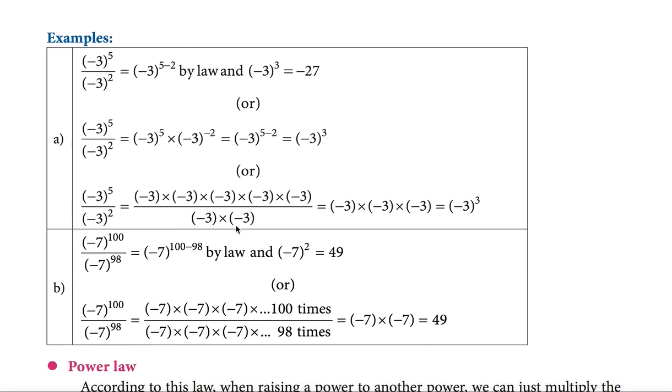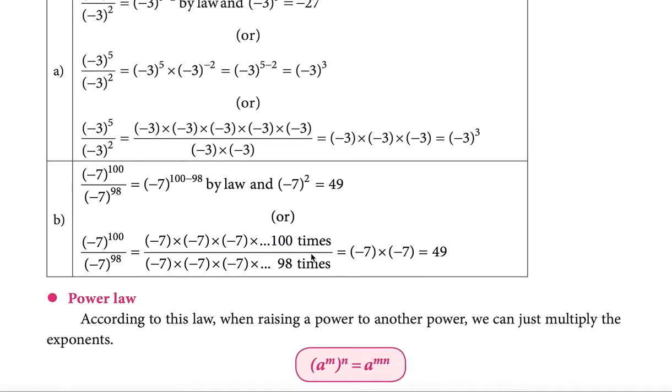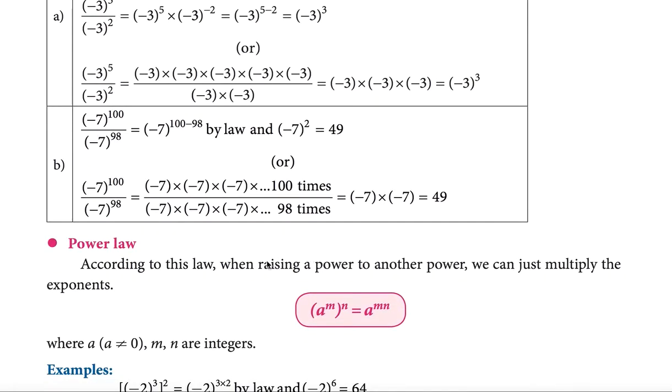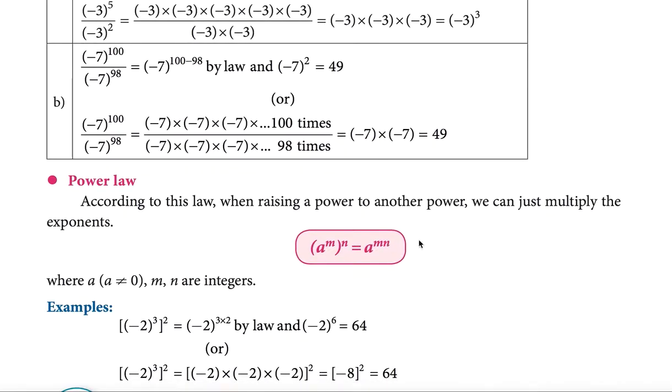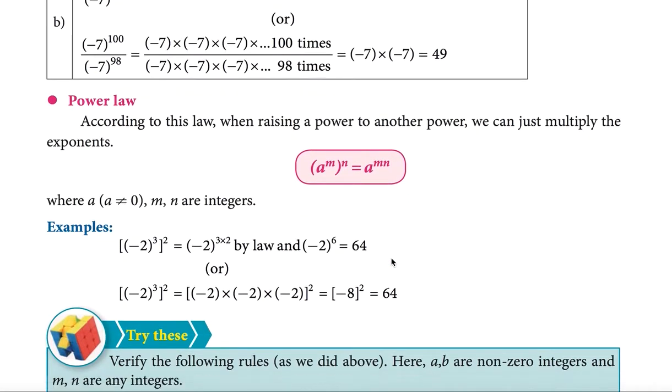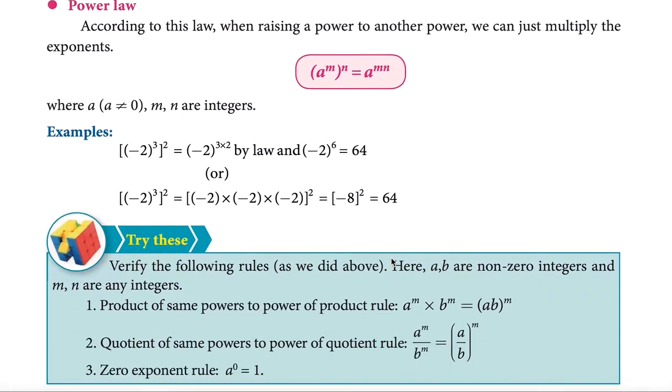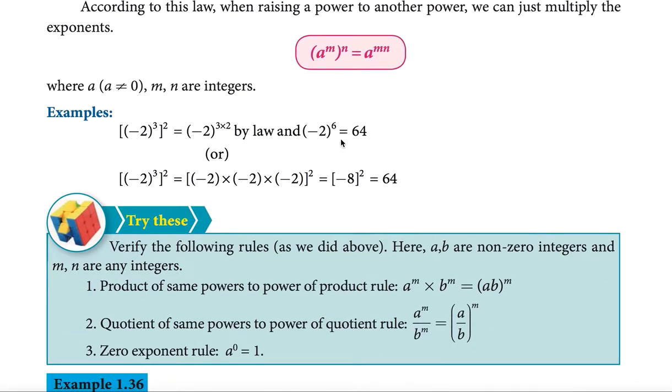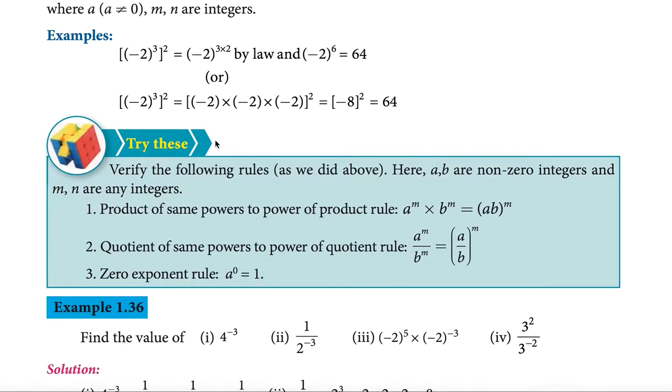So you can follow different methods, but still you find the same answer every time. Okay, power law. According to this law, when raising a power to another power, we can just multiply the exponents, like a power m whole power n is nothing but a power m into n, where a is not equal to 0 and m and n are integers. So minus 2 whole power 6, that is positive only, 64. Whatever may be the method you follow, you will end up getting same answer.